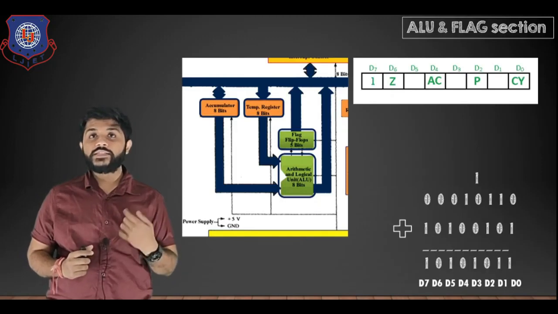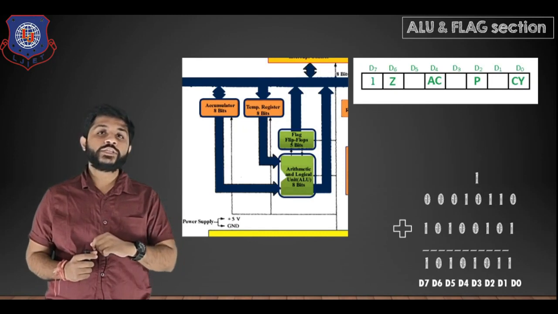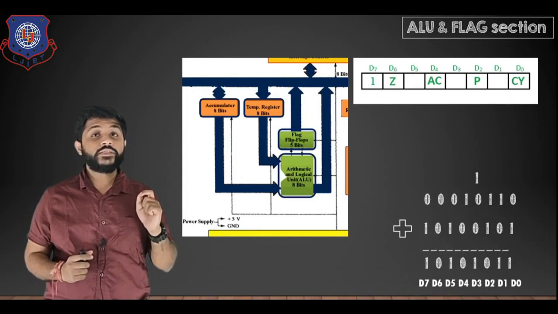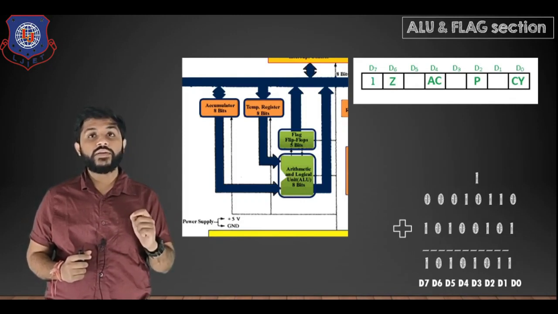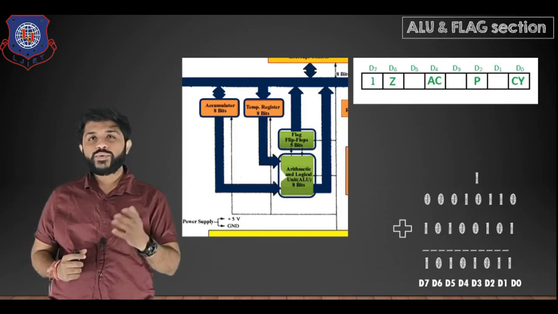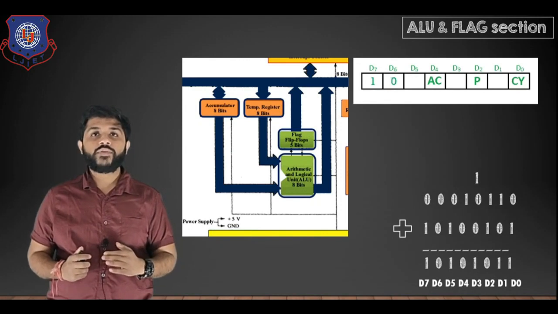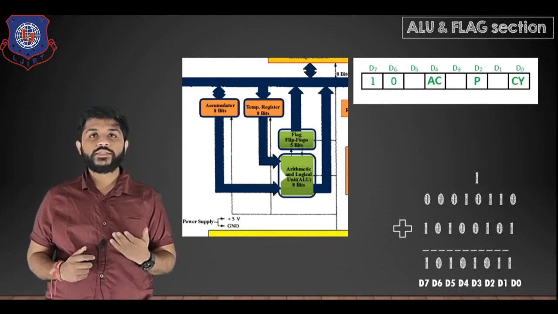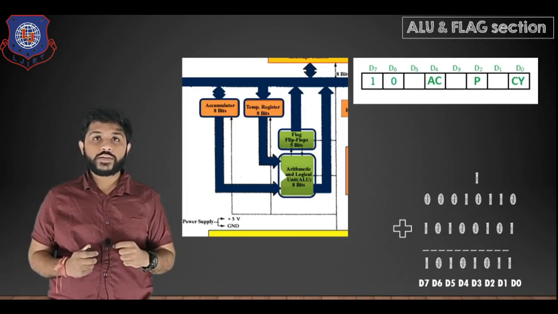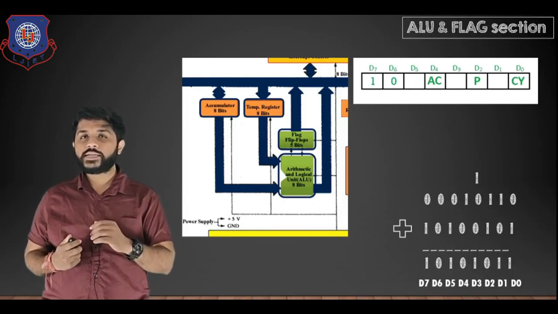After that, let's see when the zero flag will be affected. After performing any arithmetic and logical operation, if all the bits from D0 to D7 are 0, in that case the zero flag will be set, meaning the value of the zero flag will be 1. Right now you can see that in the answer all the bits are not 0, so the value of the zero flag will be 0, that is, reset. The next flag is the auxiliary carry flag. The function of the auxiliary carry flag we are going to see by a different example.